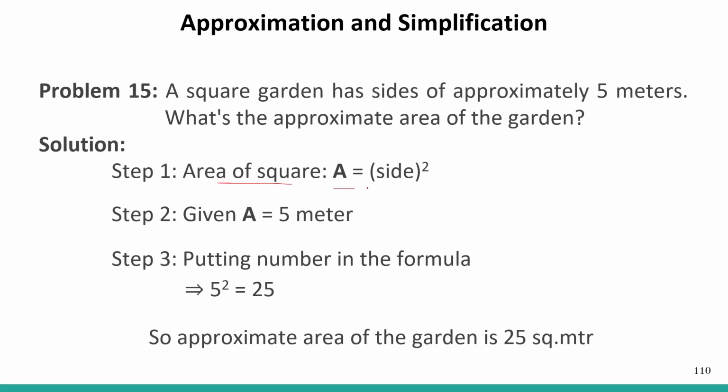So area of a square is equal to A square, where one side length is 5 meters. Putting the number in the formula, we are left with A square. So approximately the area of the garden is 25 square meters.